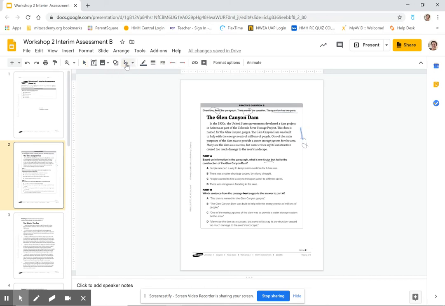Therefore, the answer is A. People needed a way to keep water available for future use. This is in keeping with one of the main purposes was to provide a water storage system for the area. Water storage is related to keeping water because storage means to keep. So I'm going to select A.